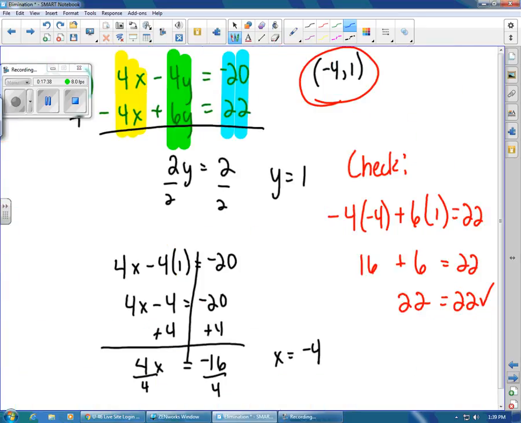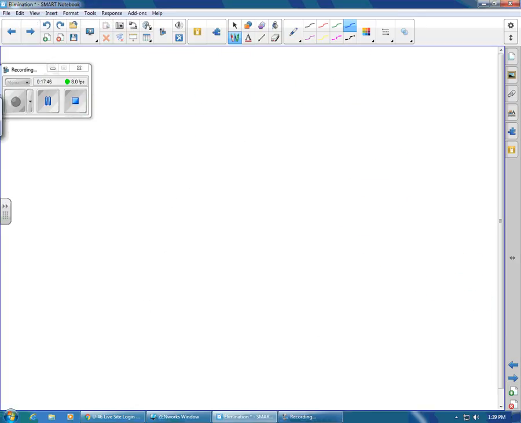What I'd like you to do is do problem number 5 on your homework page. So let me insert another blank page. Problem number 5 on your homework page says negative 2x minus y is equal to negative 19. And the other one is 3x minus y is equal to 16.